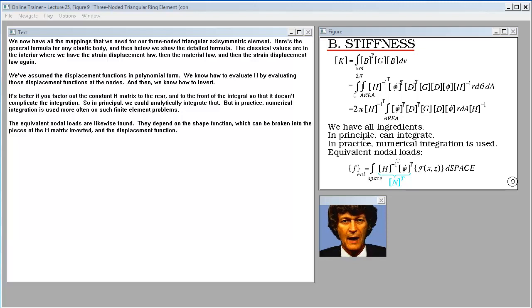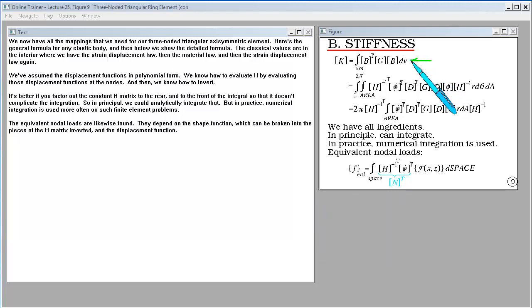We now have all the mappings that we need for our three-noded triangular axisymmetric element. Here's the general formula for any elastic body, and then below we show the detailed formula. The classical values are in the interior, where we have the strain displacement law, then the material law, and then the strain displacement law again.